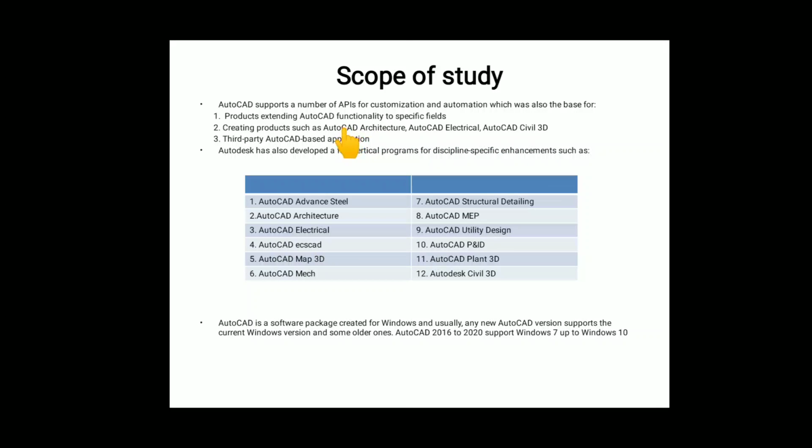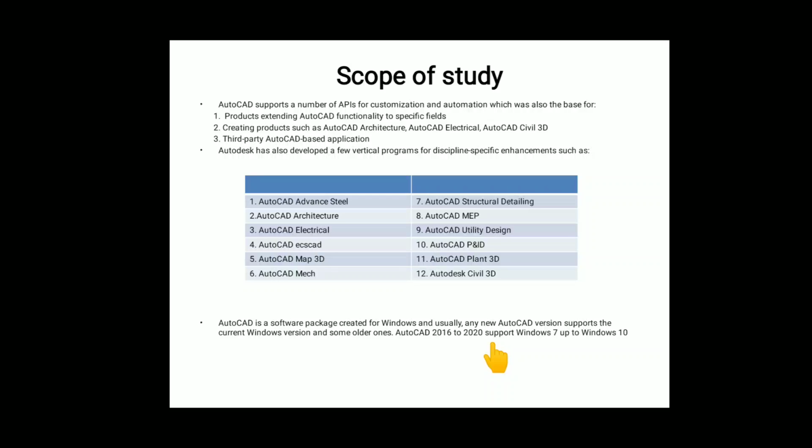These things are a bit higher-end for you to understand. We just look into the various software available from Autodesk or AutoCAD. We have AutoCAD versions. We have AutoCAD Advanced Steel, which is particularly for steel design. AutoCAD Architecture, Electrical, SCADA, then Map 3D, AutoCAD Mechanical, AutoCAD Structural Detailing, AutoCAD MEP, AutoCAD Utility Design, AutoCAD P&ID, then AutoCAD 3D as well as AutoCAD Plant 3D as well as AutoCAD Civil 3D.